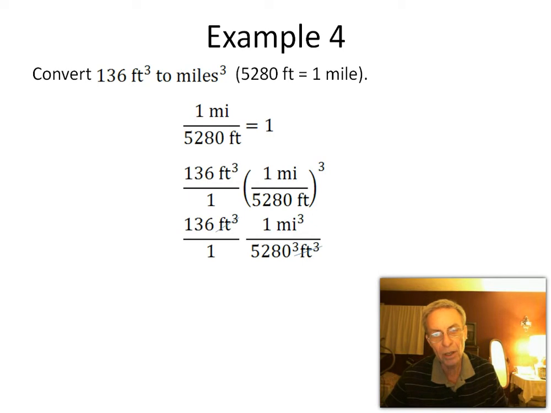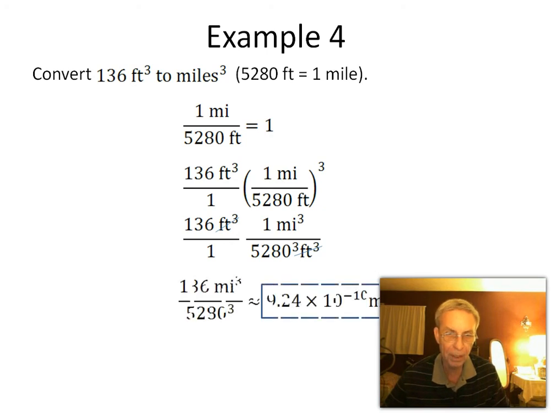So the feet cubed cancel out. This leaves us with 136 over 1 times 1 mile cubed over 5,280 to the third power. So this gives us 136 cubic miles to 5,280 cubic feet per mile. It gives us approximately 9.24 times 10 to the negative 10 cubic miles.